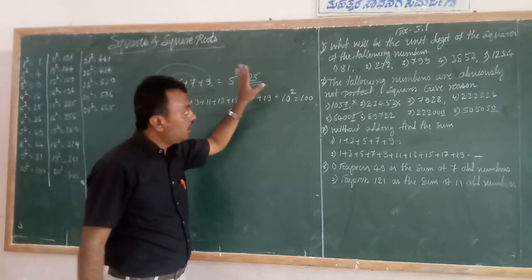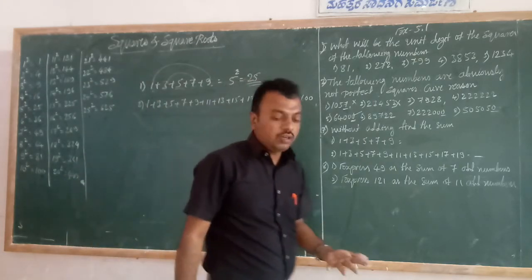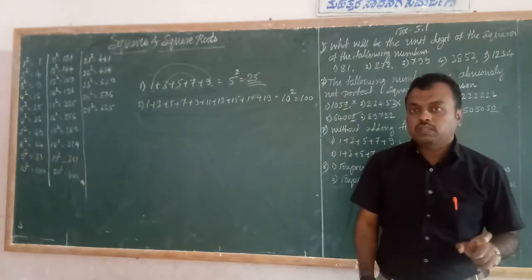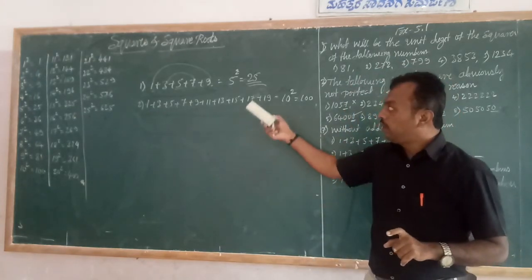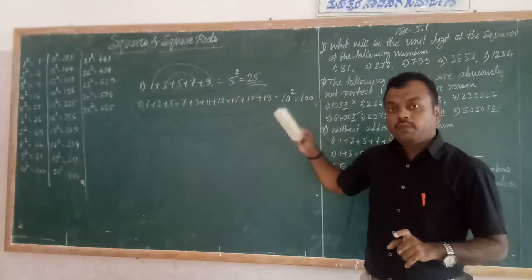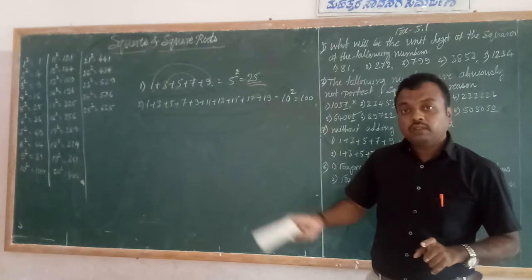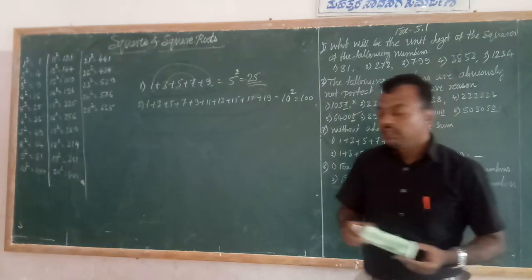Okay students, so like this, if they are giving any sum of consecutive odd numbers, you should count the number of odd numbers. After that you should square it. That squared number is the sum of the given consecutive odd numbers. Okay, yes.